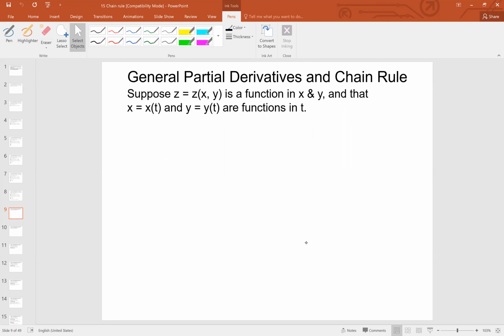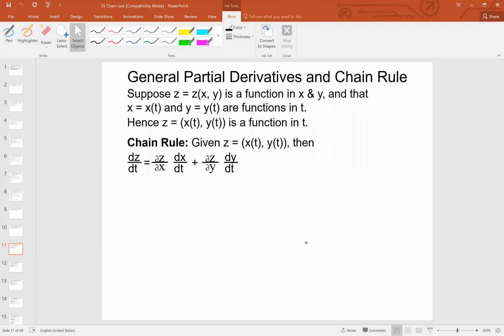For example, I have a function z in x, y, where x and y are functions of t. So I can plug t into the original z, so that I get a function z directly in terms of t. And I want the derivative of z in terms of t. And this is the chain rule for that. And this is basically the total differential.